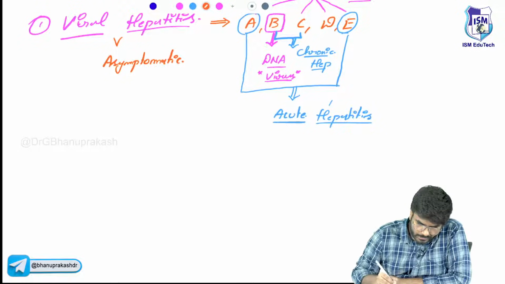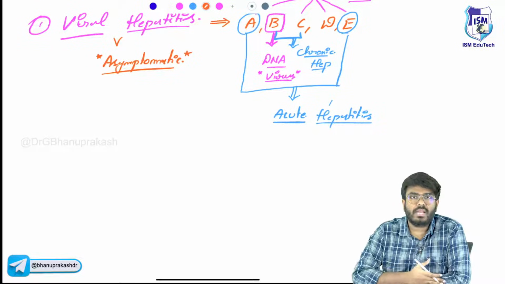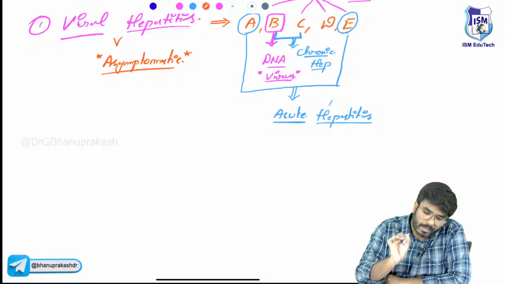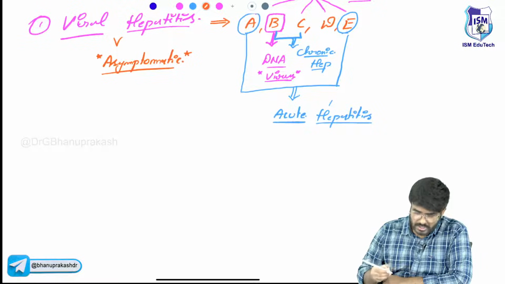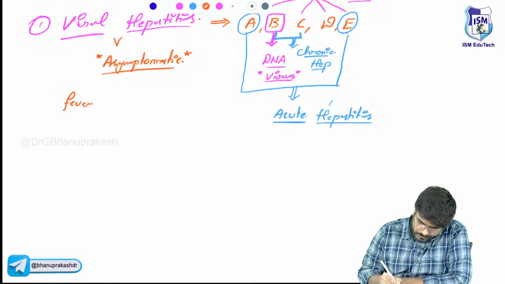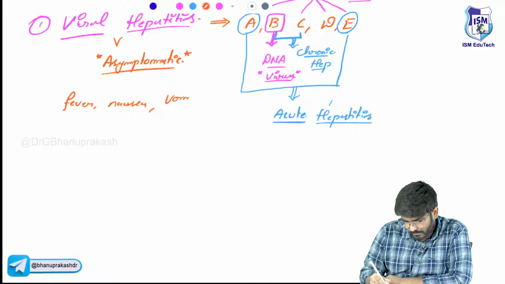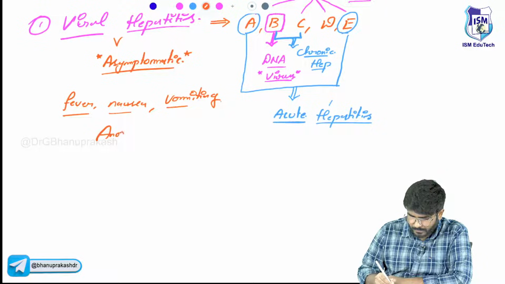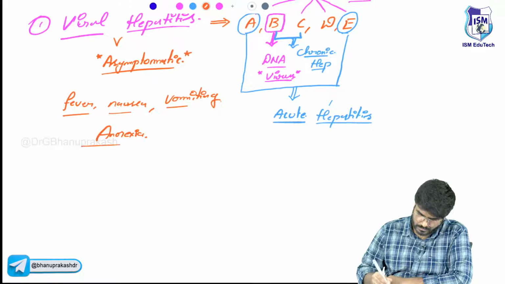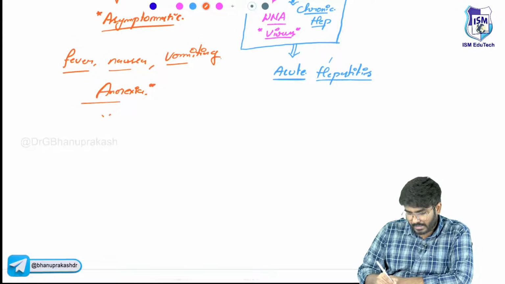Acute viral hepatitis, many cases are asymptomatic. What can be there, sir? General non-specific symptoms like fever, nausea, vomiting, anorexia can be seen, along with right upper quadrant pain.